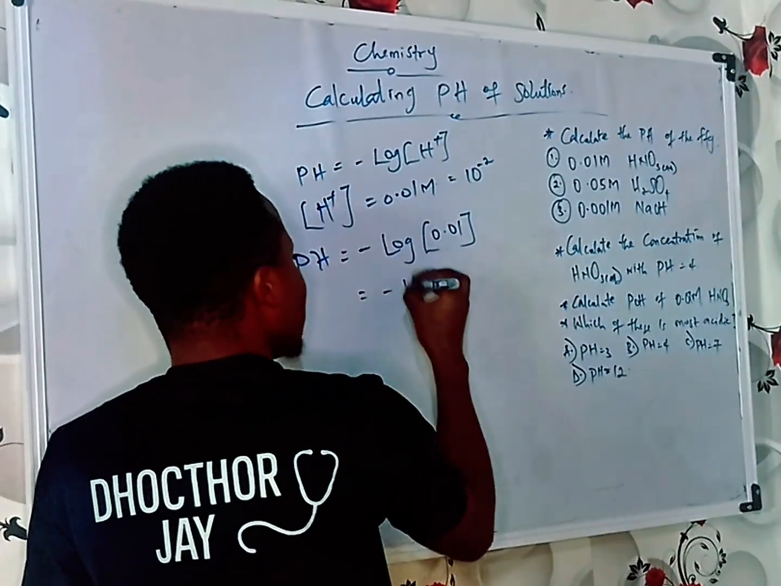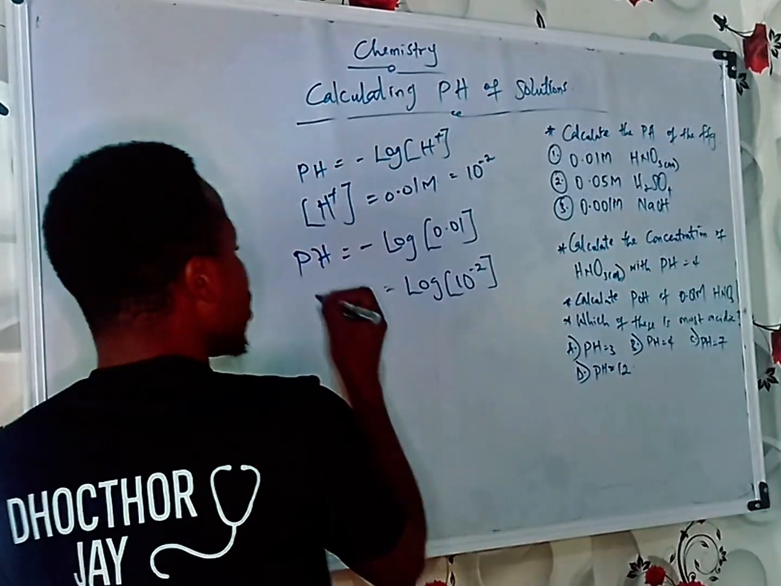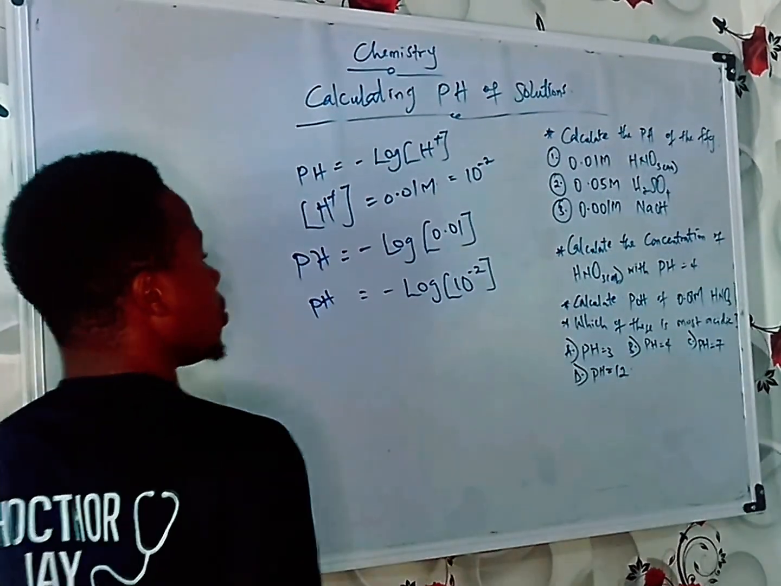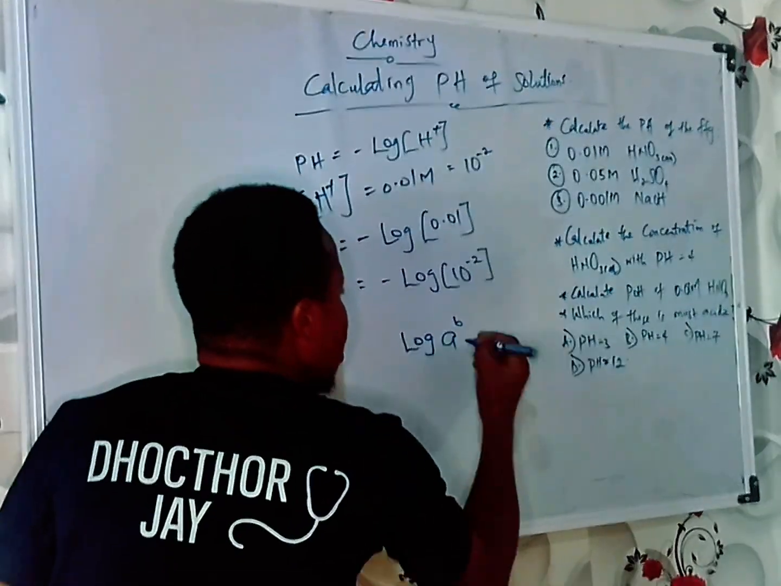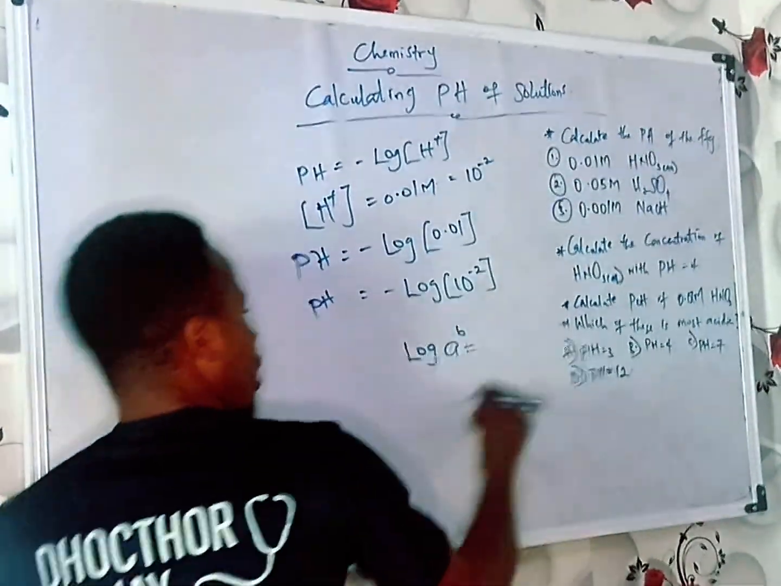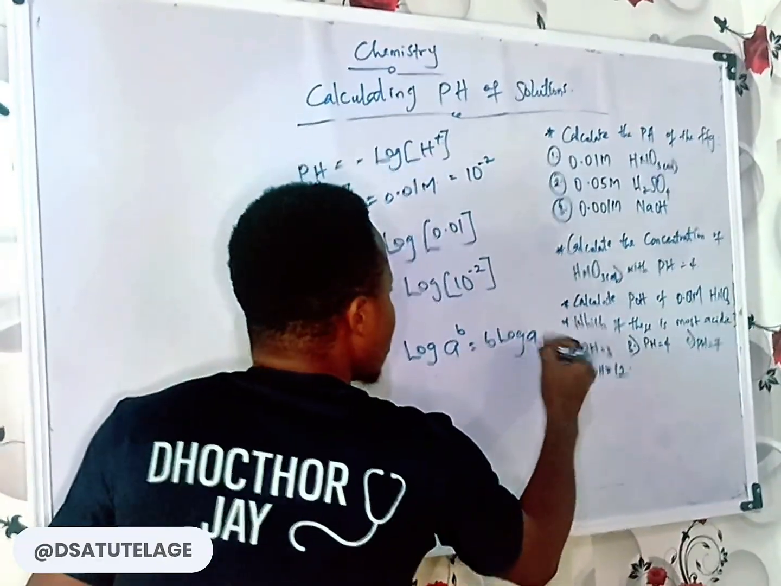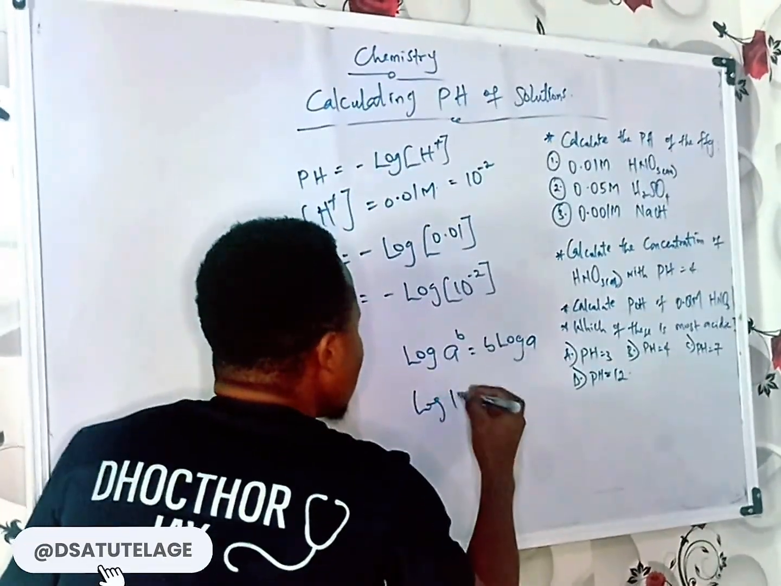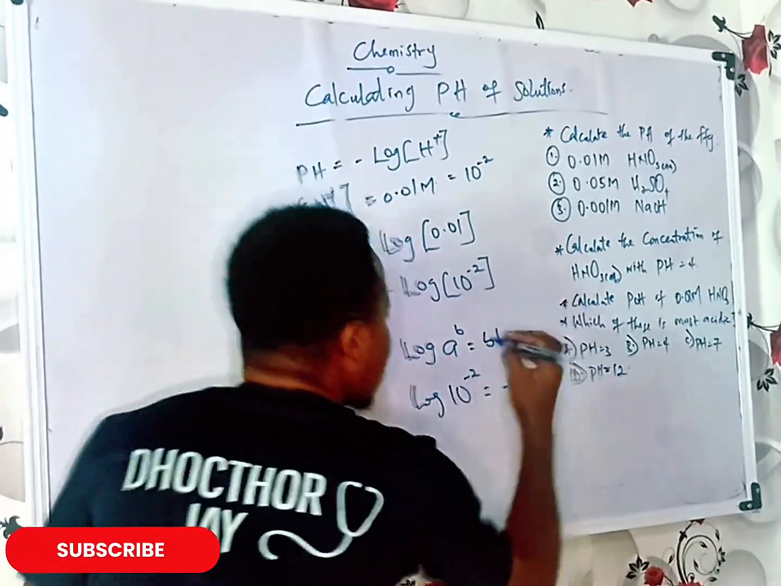So if I come here and I say minus log 10 raised to the power minus 2, if you are not very conversant with mathematics, let me quickly help you out. In mathematics, when we have log a raised to the power b, it is the same thing as bringing the power to the front, so it becomes b log a. So if I have log 10 raised to the power minus 2, it becomes minus 2 log 10.